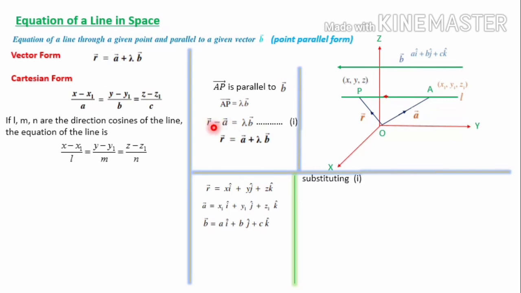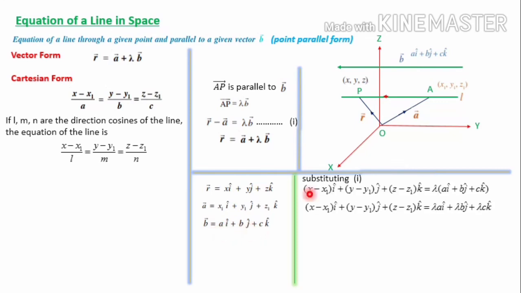Here I am doing the calculation of R minus A together. If you take i cap common, x minus x1 will come: x minus x1 into i cap, then y minus y1 into j cap, z minus z1 into k cap. On the right side, lambda into B, and vector B is given as AI plus BJ plus CK. So lambda into AI plus BJ plus CK.